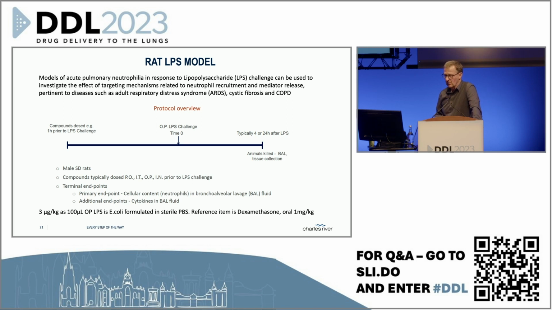So in this model, the compound of interest is dosed 1 hour prior to the challenge with the lipopolysaccharide. This is commonly E. coli formulated in sterile PBS. And then also we give a reference test item, so positive control, which is dexamethasone.